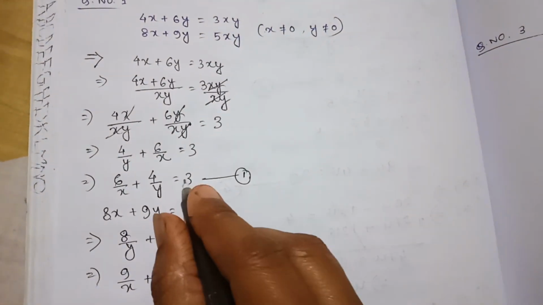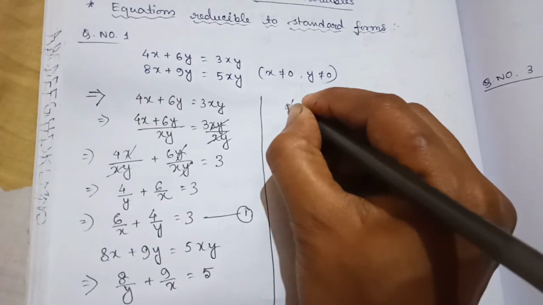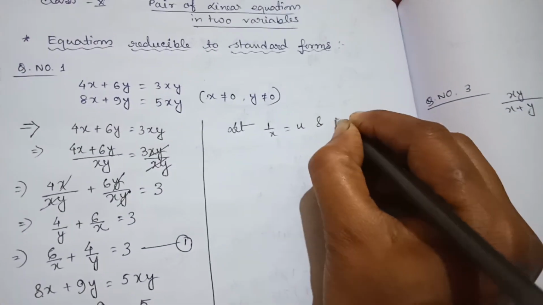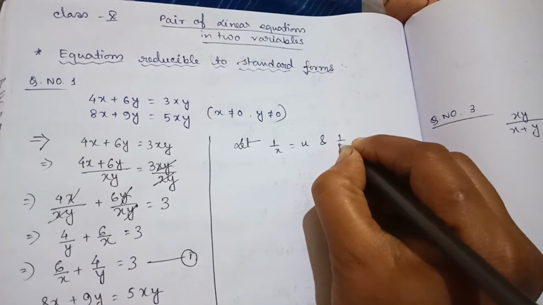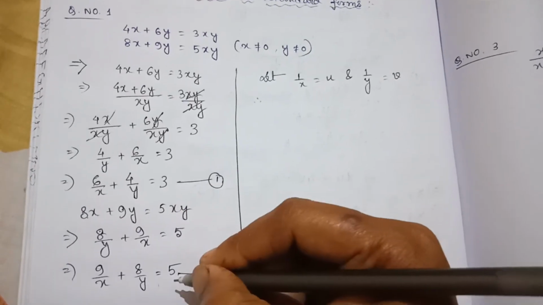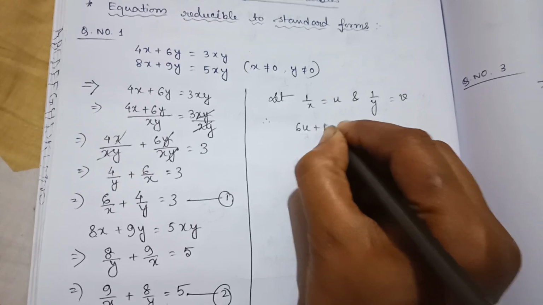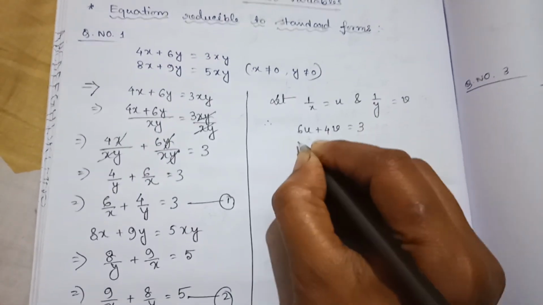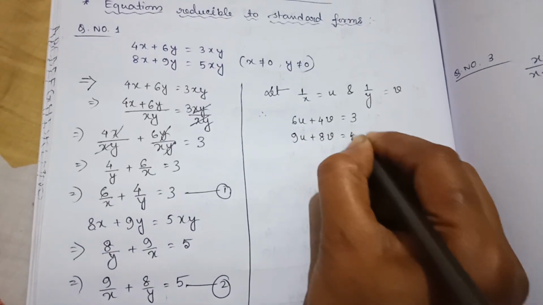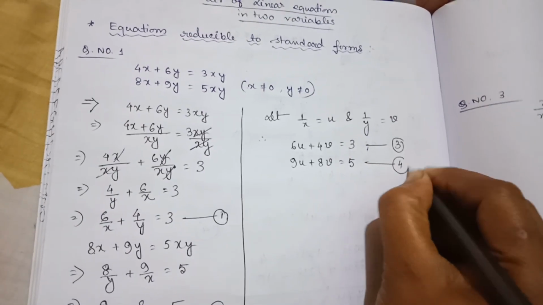Now, for these two equations, let 1 by x equal u and 1 by y equal v. Therefore, these two equations will be reduced to 6u plus 4v equals 3 and 9u plus 8v equals 5. I'm naming them 3 and 4.